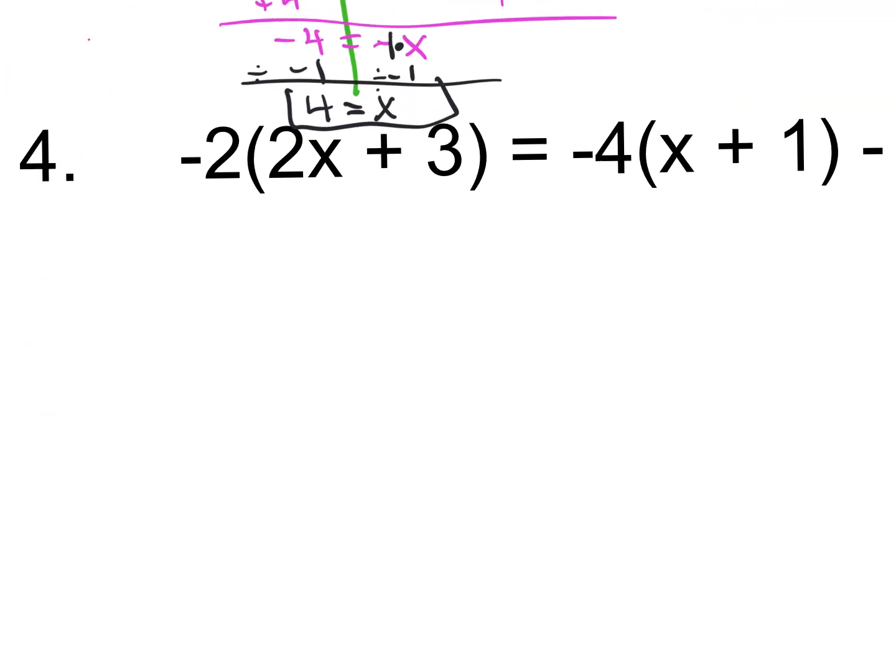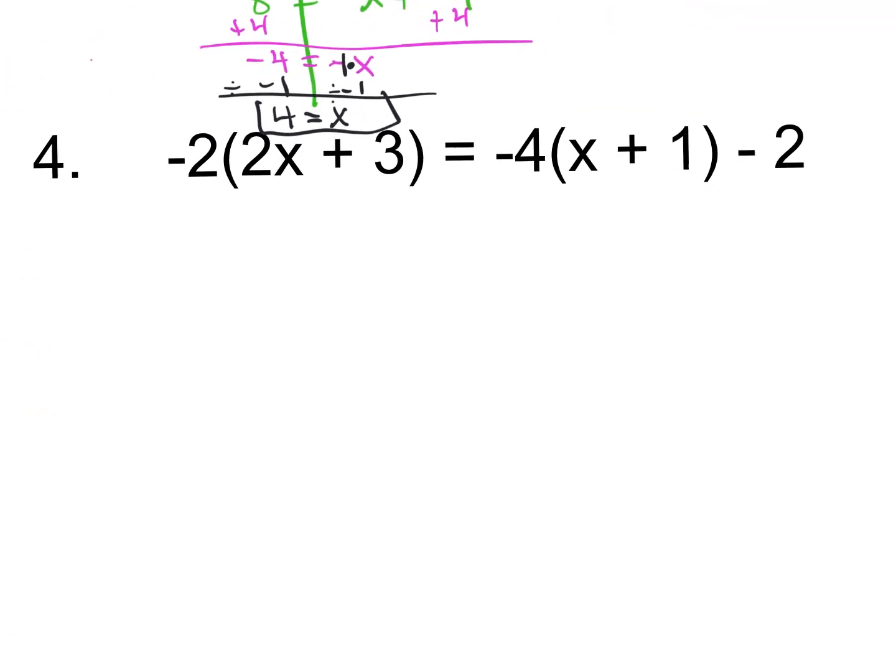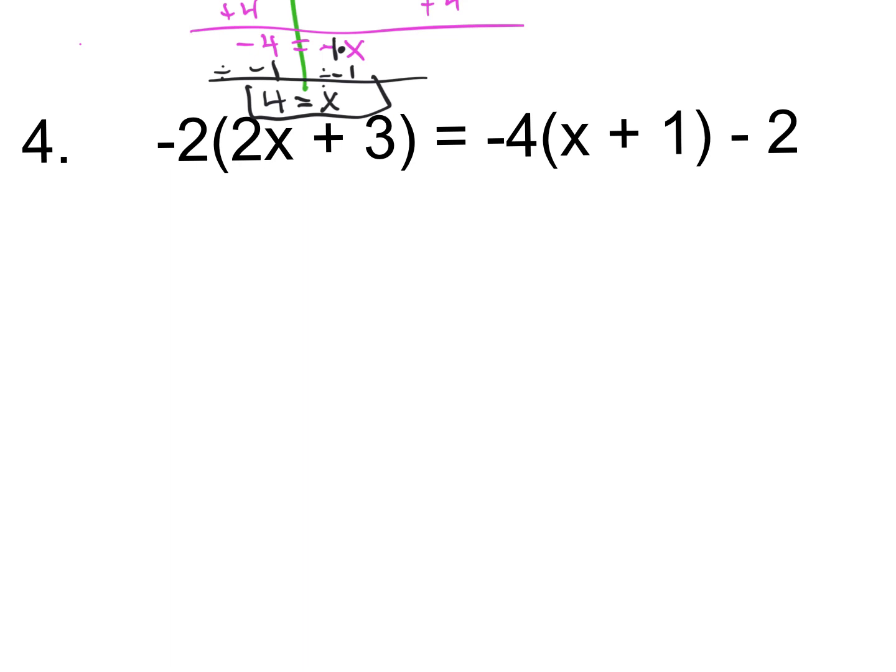All right, number 4. There's a lot of stuff going on here. So let's multiply in our negative 2. Negative 2 times 2x is negative 4x. Negative 2 times 3 is negative 6. Equals negative 2 times x is negative 4x. Negative 4 times 1 is negative 4, and then we still have minus 2.